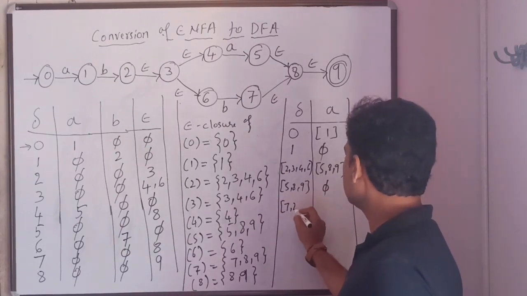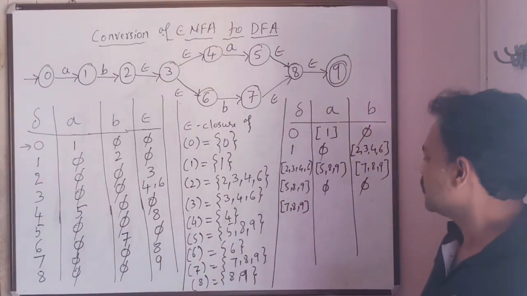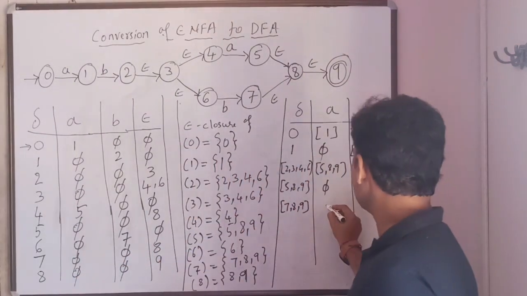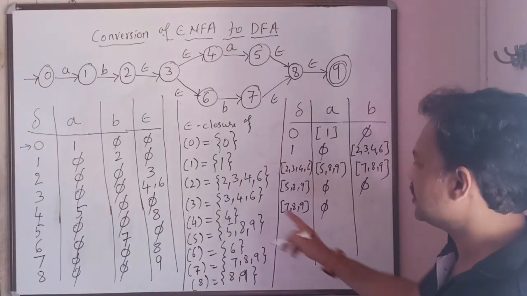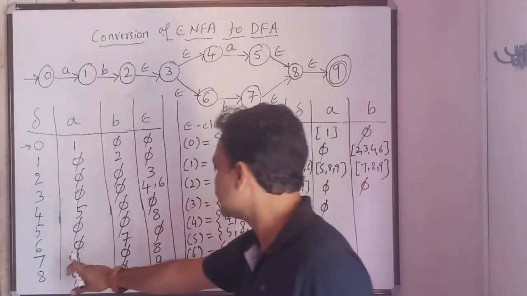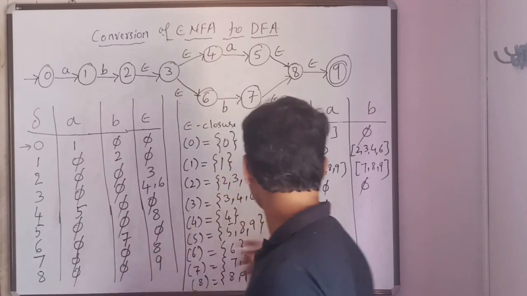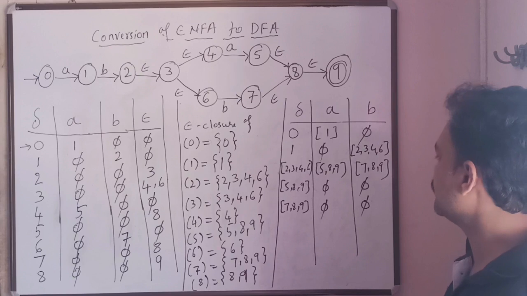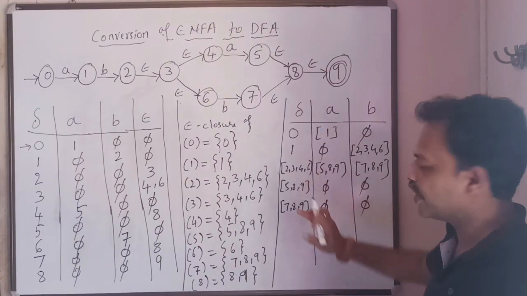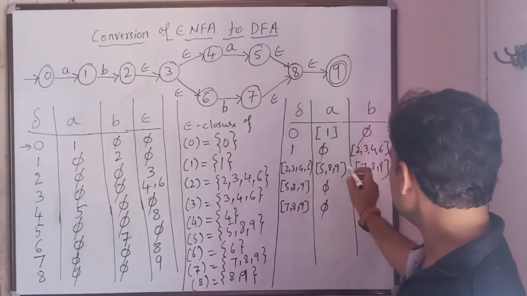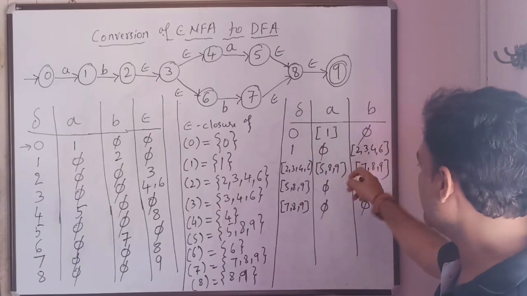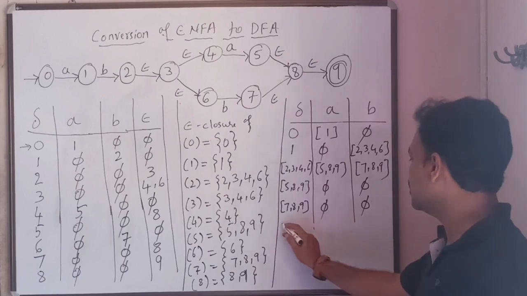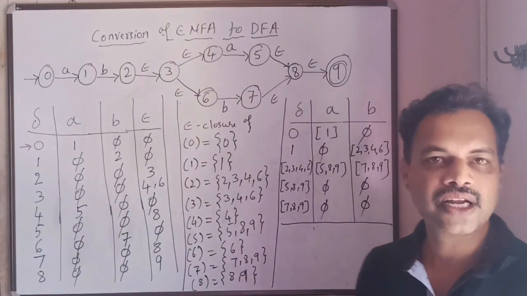Next is 7, 8, 9. Now 7, 8, 9 on A is 7 on A, 8 on A, that is also null. Next 7, 8, 9 on B. 7 on B, 8 on B is also null. So we have 1, 2, 3, 4, 5 states. Now, as we have covered transitions for all the states that we have here, we are going to end up with this transition table for DFA. This is our transition table for DFA.